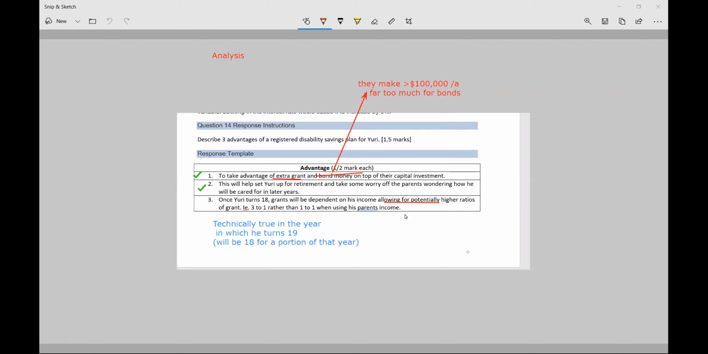Yeah, it's just the rule, Brian. Right, except that it's a federal rule, right? This has nothing to do with provincial law. This is a federal rule. And under the Income Tax Act, you are no longer a child in the year in which you turn 19.